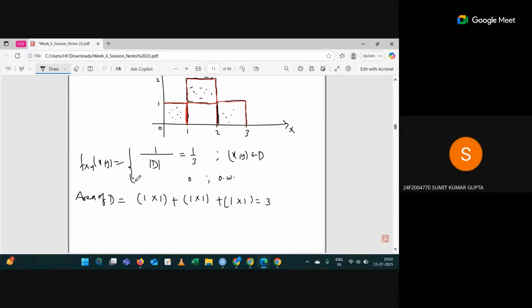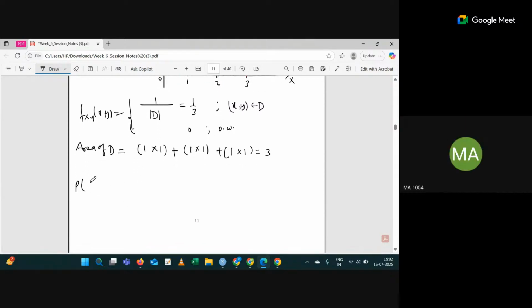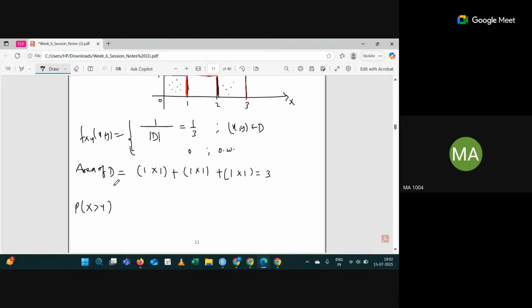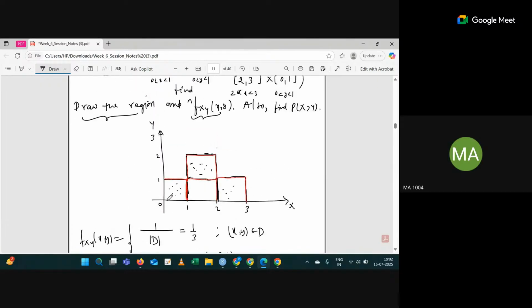Yes or no? Yes, sir. Now the next is, I have to calculate the probability that x is greater than y. So there are 2 ways. I told you, right? I'm interested in this sub region. So x is greater than y means what? First of all, I can draw the x equal to y line.